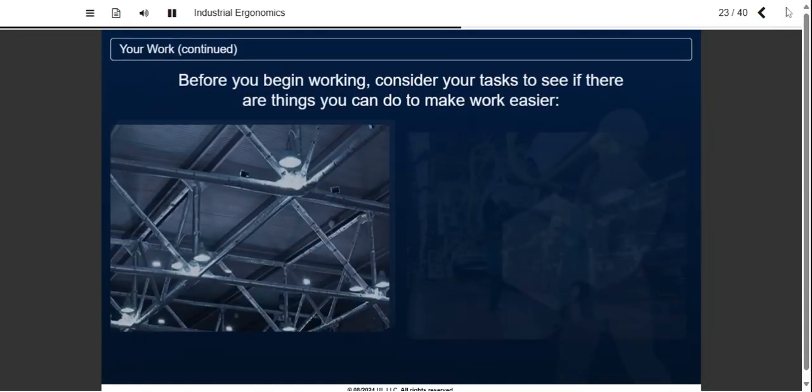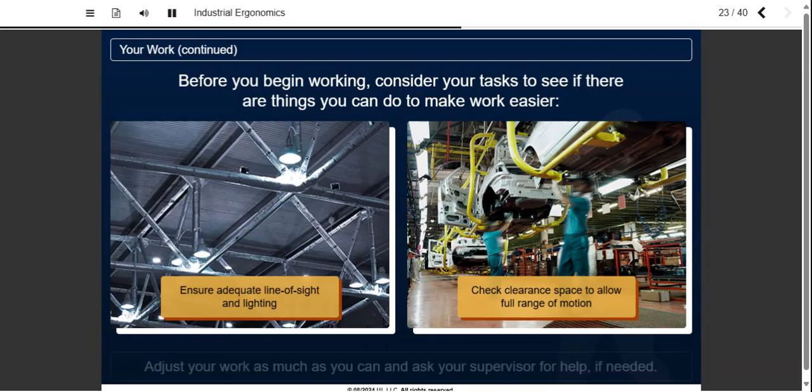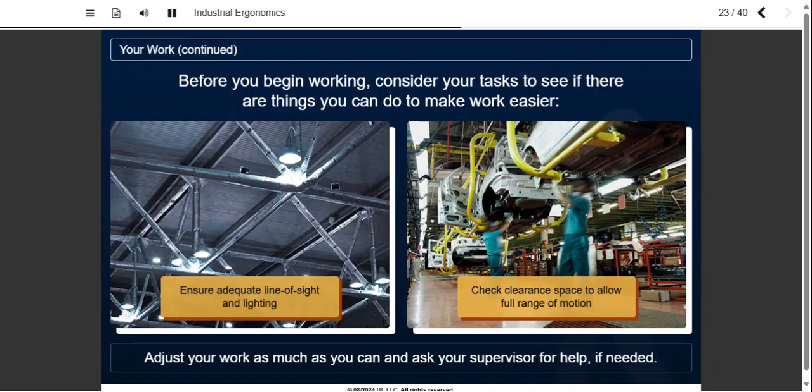Is the lighting adequate so that you don't hunch towards your work to see it better? If you will have to lean around things to see, can you move the obstructions? Check the clearance in your work area to make sure you have a full range of motion. For example, if you'll be seated, do you have legroom? Make any adjustments that you can and ask your supervisor for help if you need it.